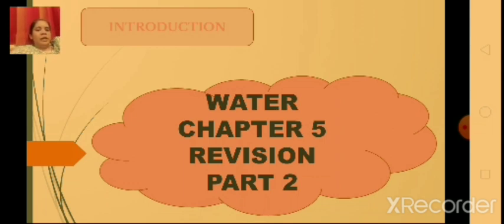Children, in the last session we revised about water. We understood that water is very important for life. It changes continuously, like it changes its form through the water cycle. We learned that the process by which water changes its form and circulates between ocean, atmosphere and land is known as the water cycle.